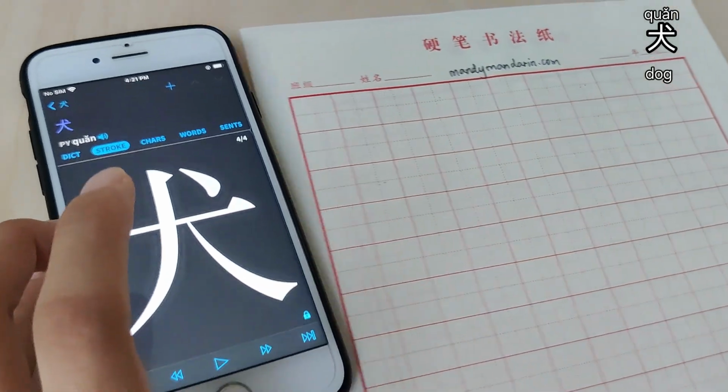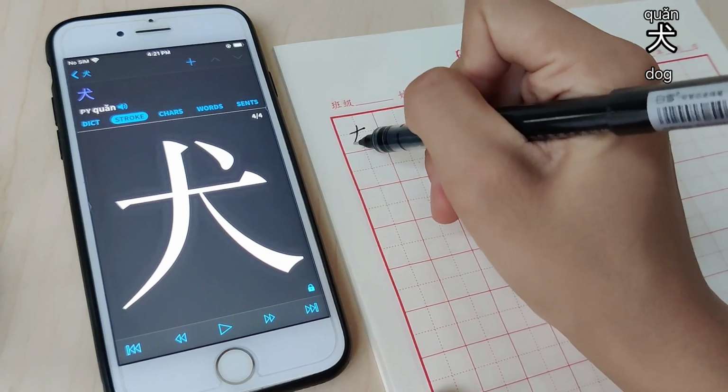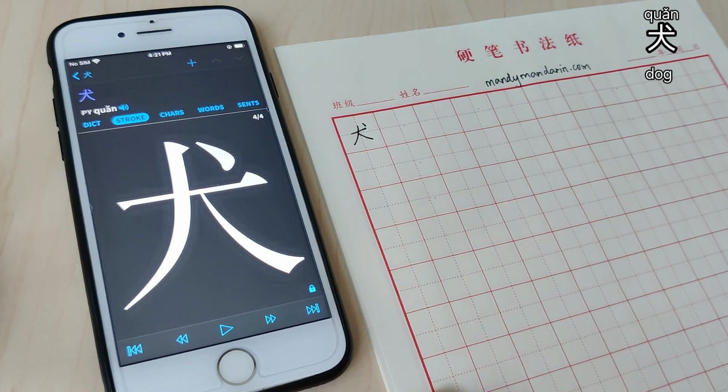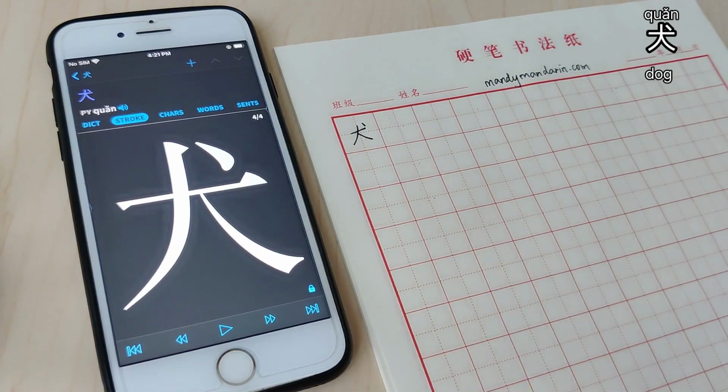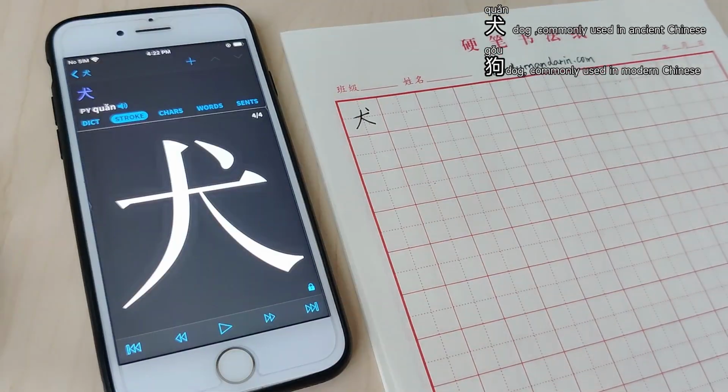But first of all, let's try to write the 犬. Just a 大 with one more dot, right? Okay. History about the 犬. It's the dog in ancient Chinese. So which means in ancient Chinese, when they talk about the dog, they use 犬. 狗 is more common in modern Chinese. And so why are we learning 犬 here?